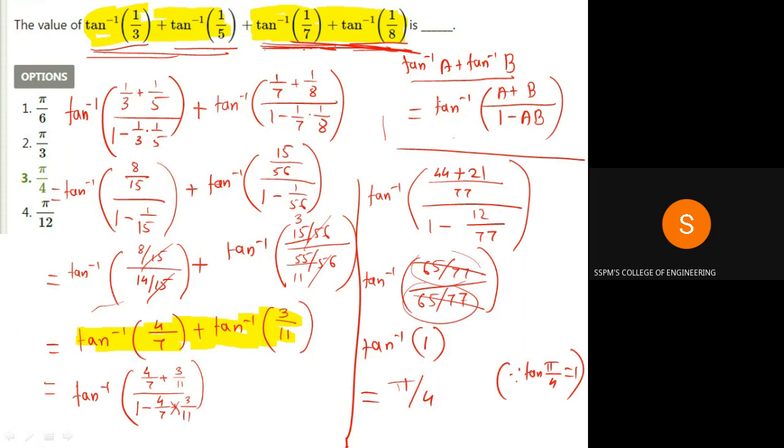The one thing you should remember is this formula. This formula will help you to solve many questions. Okay. Now we move on to the next question.